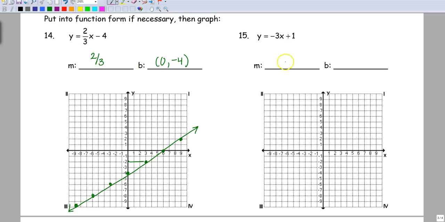Next, slope for number 15, -3. Y-intercept, 0, 1. Start up at 0, 1. Slope, down 3, right 1. Make sure you reverse it, up 3, left 1. Draw your line.